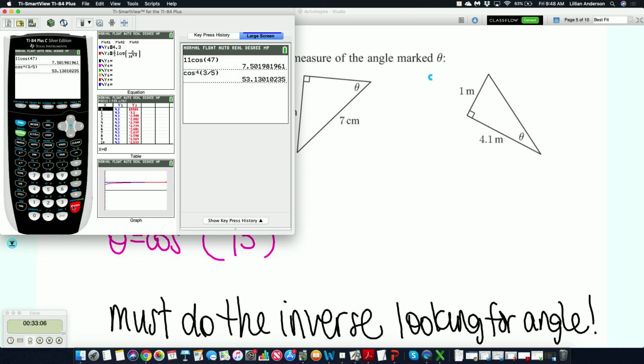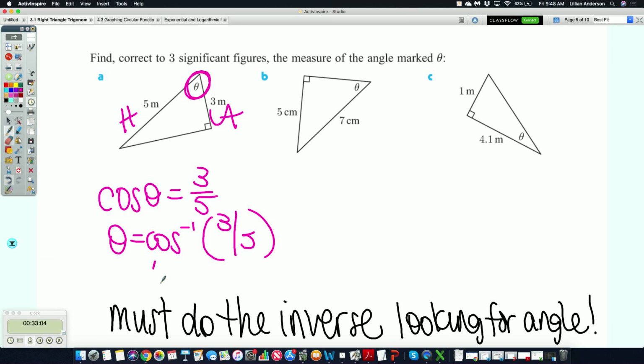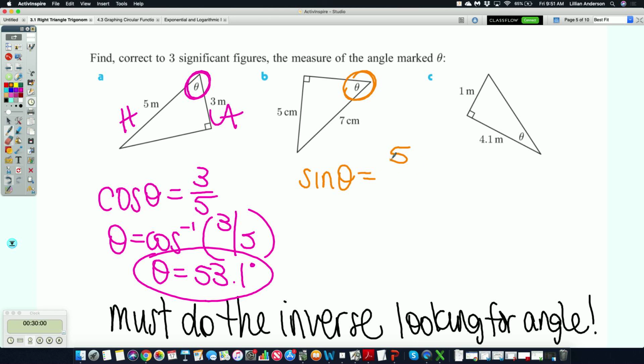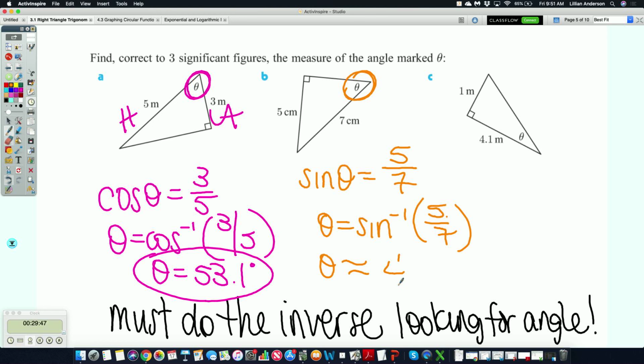Did you guys get this? What's theta? 53.1? Very good. Questions? Do the other two. Over here for B, what trig function did you use? Sine. So then that means that what was my opposite? And my hypotenuse? So then you did the inverse of sine. 5 over 7. What was your answer? All I heard was 0.6. 45.6. Good stuff. And then what about the last one?